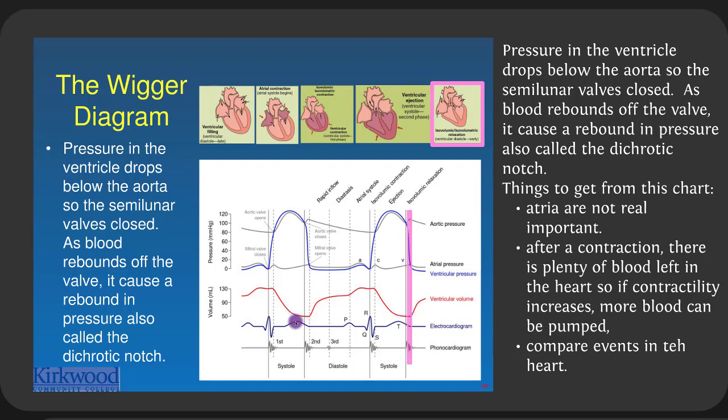Then again, compare events in the heart because it's fair to ask you things like: pressure in the heart is greatest during what part of the EKG, pressure in the heart is lowest during what part of the EKG, volume of the heart is greatest in what part of the EKG, volume of the heart is lowest in what part of the EKG. The second heart sound occurs during what part of the EKG? The second heart sound occurs during high volume or low volume. So you'll want to be able to compare things just because you want to get better at seeing the visual information that can be relayed in a chart like the Wiggers diagram.